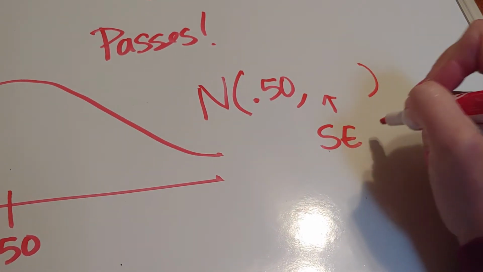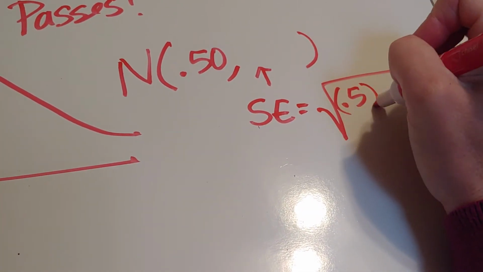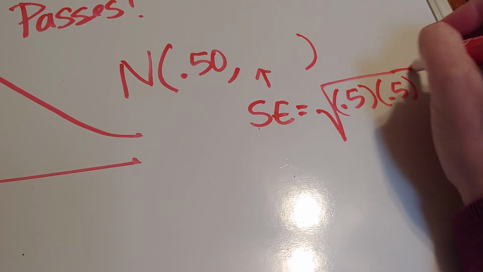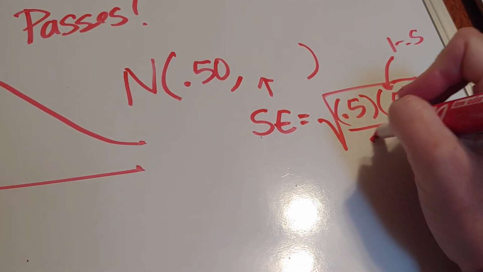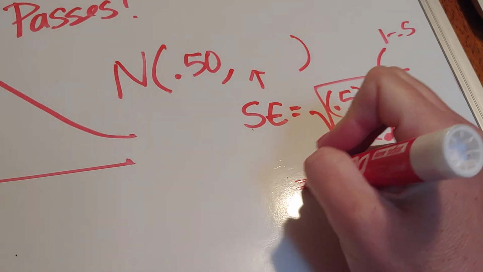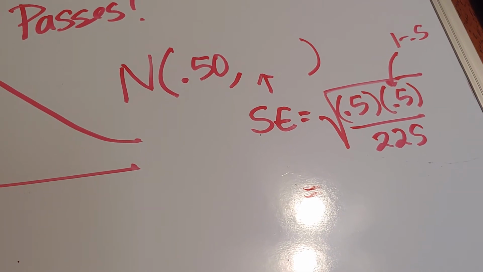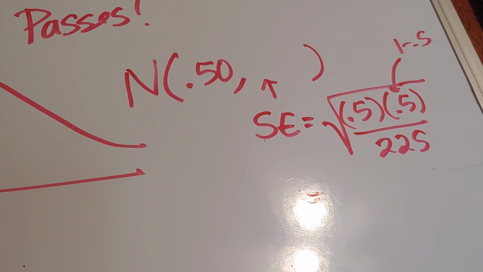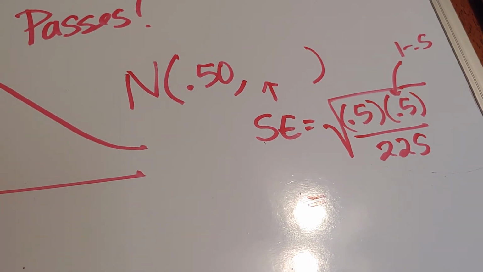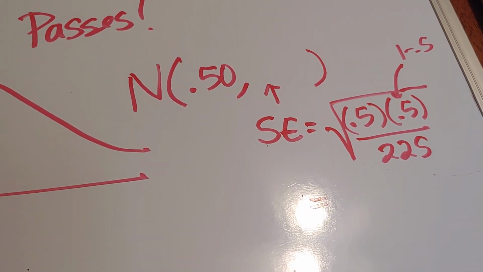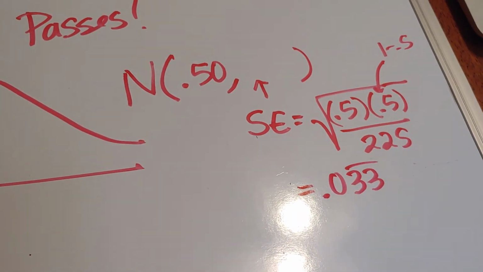So for this problem, the standard error is 0.5 times 0.5, because this is 1 minus 0.5, all divided by 225. And we are going to get... you guys figuring this out? Or am I doing it for you? I'm sure I'm doing it for you. It is 0.033 repeating. All right, cool.